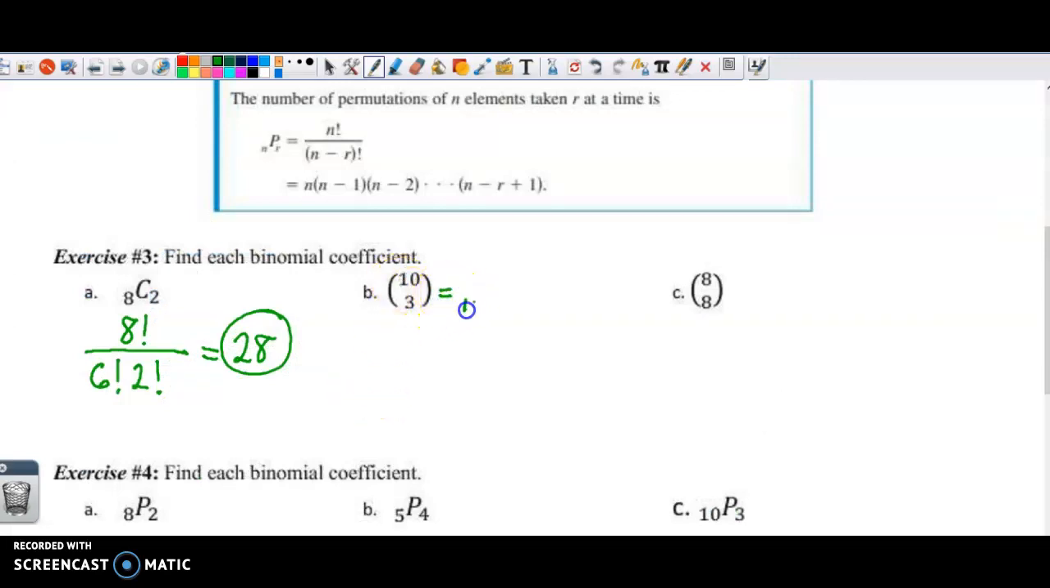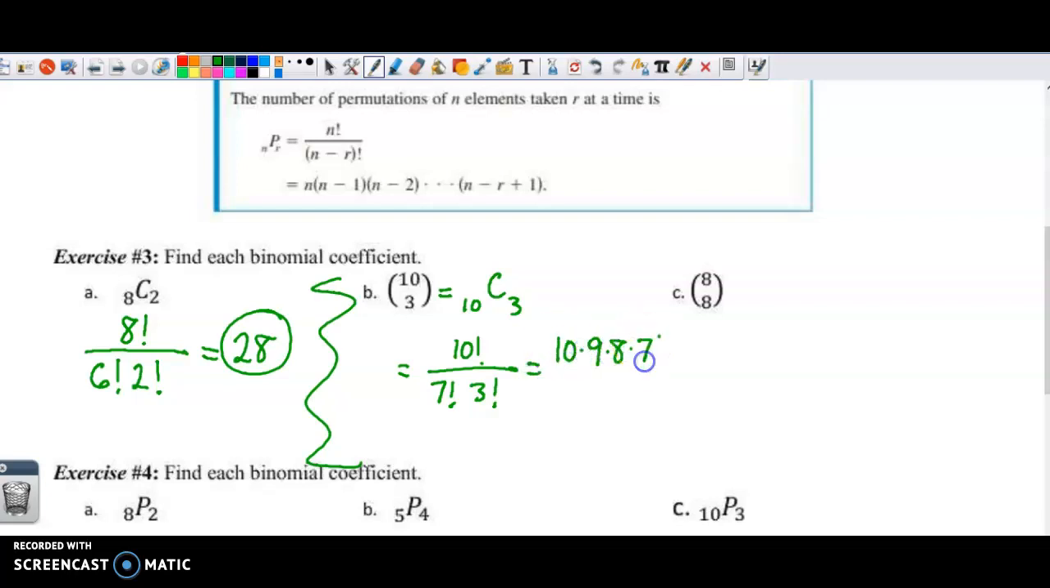So this is the same thing as 10C3, which means 10 factorial over the difference of the two times the second one factorial. Now you might see me write this out like this: 10 times 9 times 8 times 7 factorial, to cancel out the 7 factorials, over 3 times 2 times 1. And I would probably do this in my head because I know that 3 goes into 9 3 times and 2 goes into 8 4 times. So in my head, I know that this is 12 times 10 is 120.